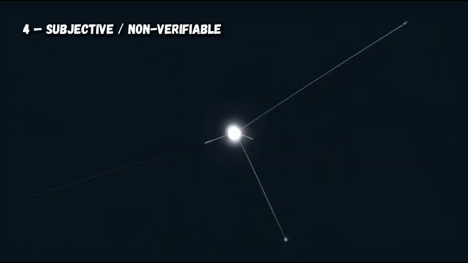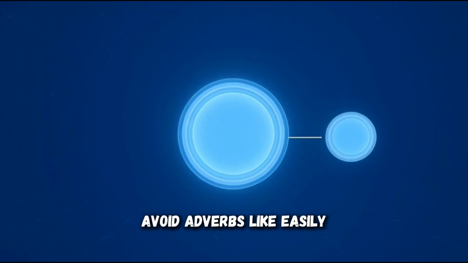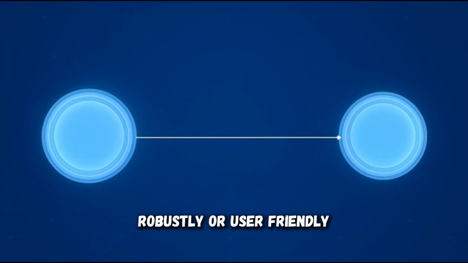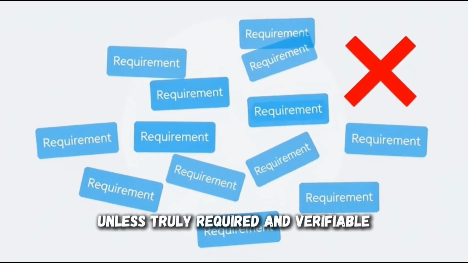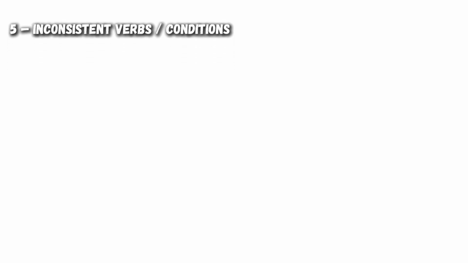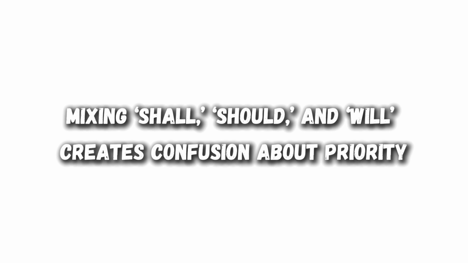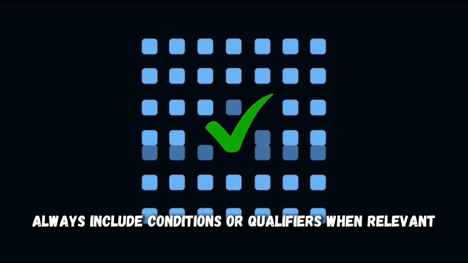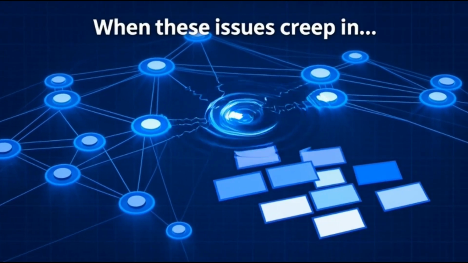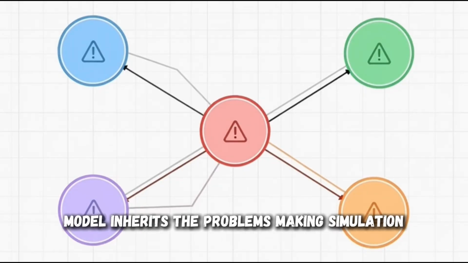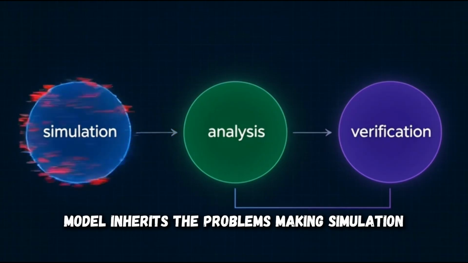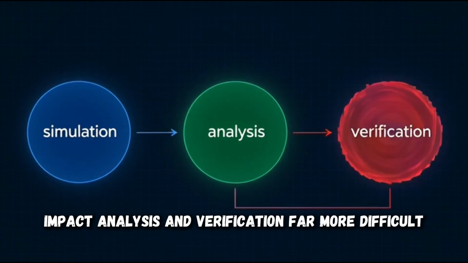Four, subjective or non-verifiable terms. Avoid adverbs like easily, robustly, or user-friendly. Also avoid absolutes like 100% reliable, unless truly required and verifiable. Five, inconsistent verbs or missing conditions. Mixing shall, should, and will creates confusion about priority. Always include conditions or qualifiers when relevant, e.g., under normal load, in extreme environments. When these issues creep in, your MBSE model inherits the problems, making simulation, impact analysis, and verification far more difficult.